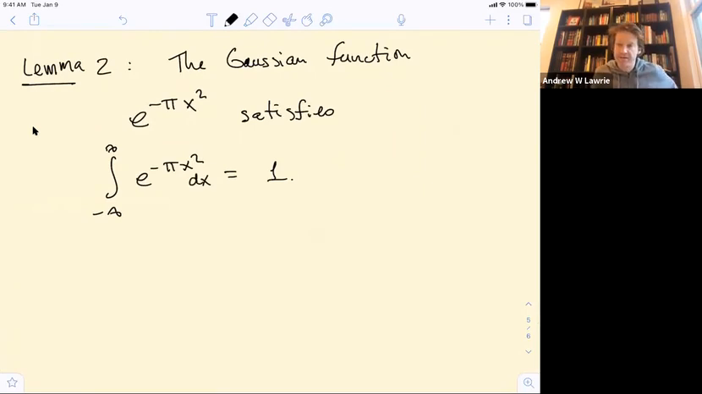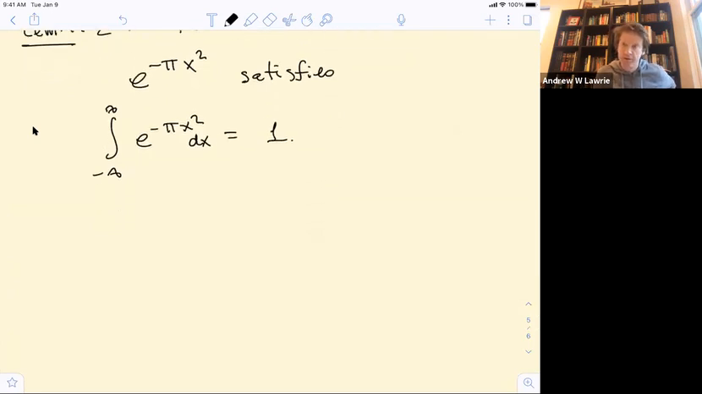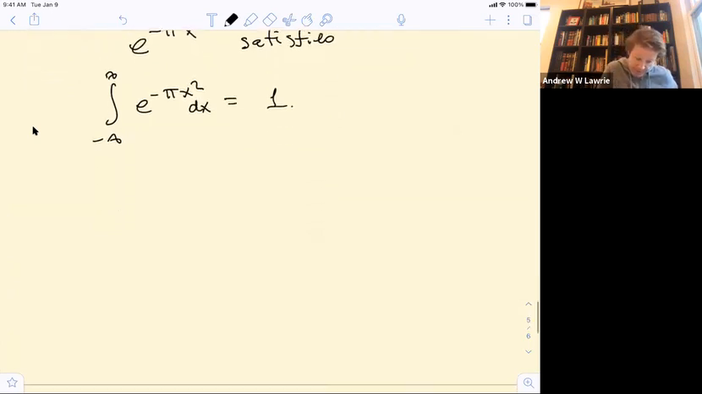Right, this is a non-trivial lemma, because you probably learned in calculus class that there's no antiderivative for such a function. So you need to be clever to compute the integral somehow. And the proof is very clever. We prove it by squaring it. So let's take this integral and square it.